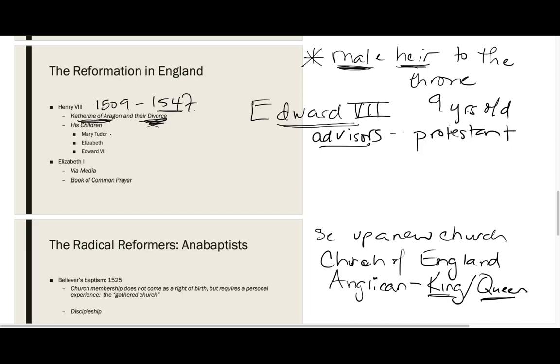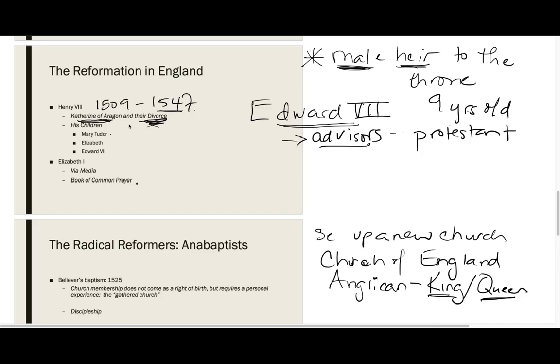So you see a big shift towards reforming the church in England under Edward VI, including the first version of the Book of Common Prayer, which has become the fundamental document of the Anglican Church. And so, go back to that. So Edward, like I said, does not survive to adulthood.